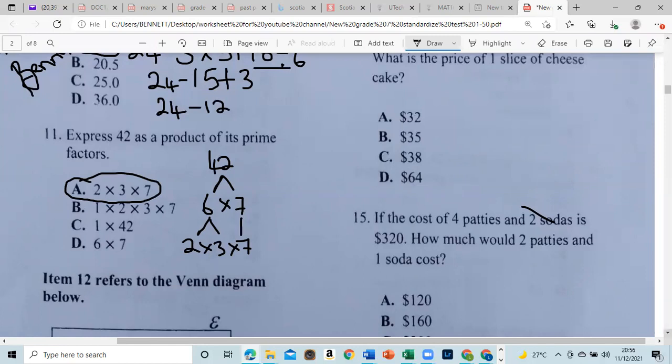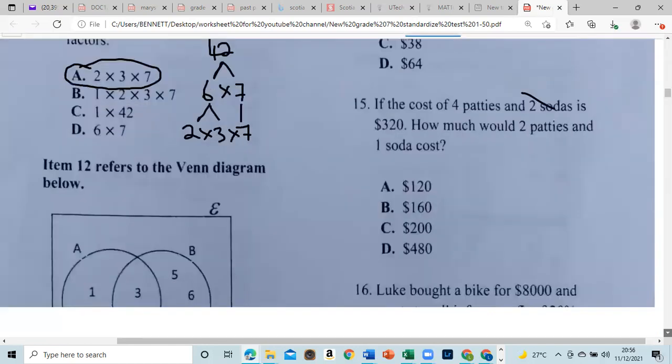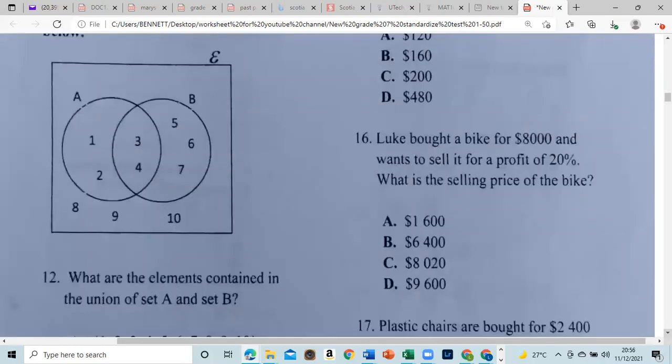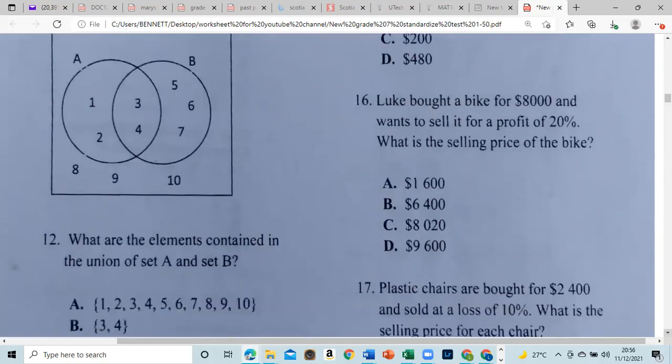All right, let's just look at the Venn diagram now. It says item 12 refers to the Venn diagram. Let's see what they ask. What are the elements contained in the union of set A and set B? Like we said, union means you're combining them. It's like a marriage. So it would be all the elements contained in A and B combined.